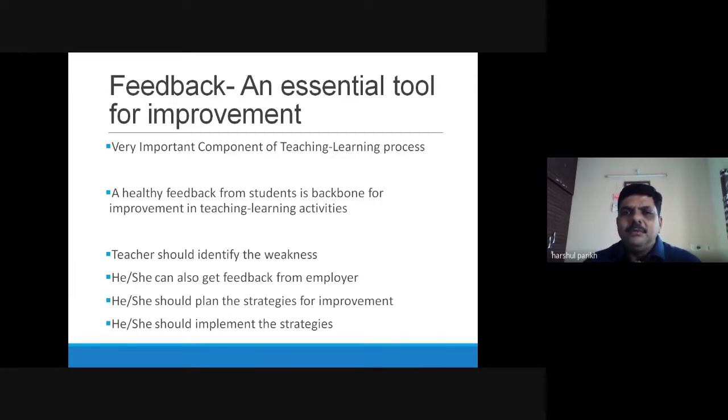Feedback is an essential tool for improvement in teaching and learning. It is a very important component, and healthy feedback is the backbone for improvement in teaching and learning. Those who are involved in the AICTE application process, AICTE also emphasizes students' feedback regarding our lectures.